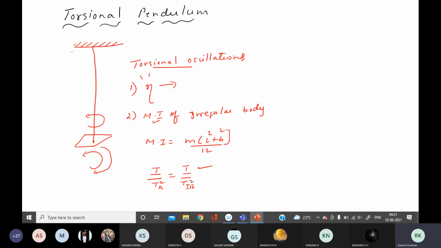How to find the moment of inertia? First we take the regular body and find the time period. The time period is known, and we know the moment of inertia also. Then we take an irregular body like a stone. If I keep a stone here and oscillate it, I can know the time period of the irregular body. Then the moment of inertia of the irregular body can be found from this.